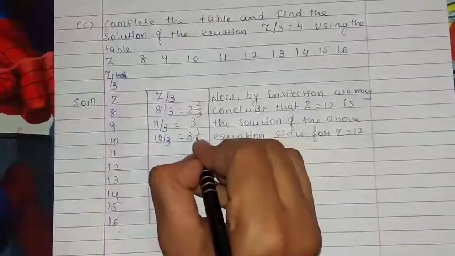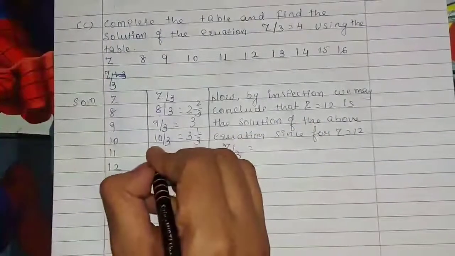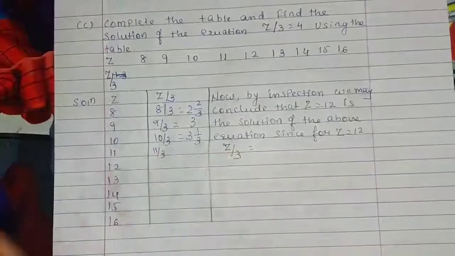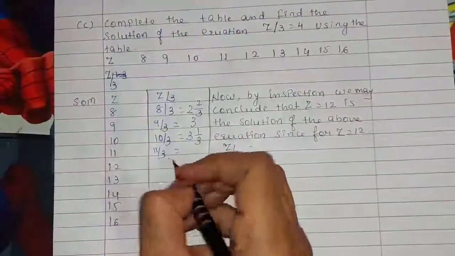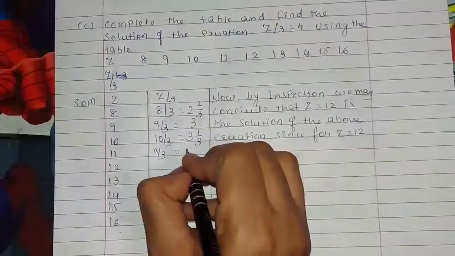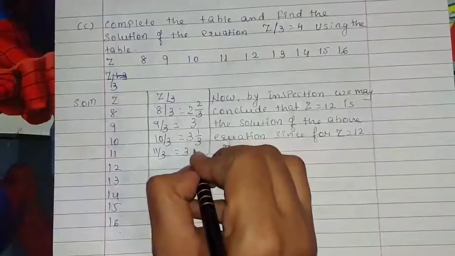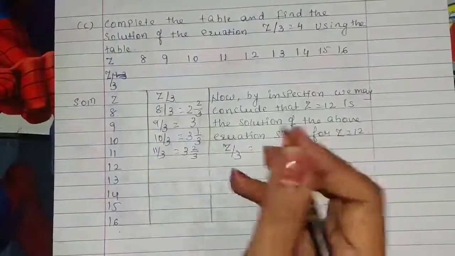This is also an improper fraction, so we will convert it into a mixed number: 3 integer 1 upon 3. 3 3s are 9, 9 plus 1 is 10. Now we will substitute 11 upon 3. If we substitute 11 upon 3, again this is an improper fraction, so we will convert it into a mixed number: 3 integer 2 upon 3. 3 3s are 9 and 9 plus 2 is 11.